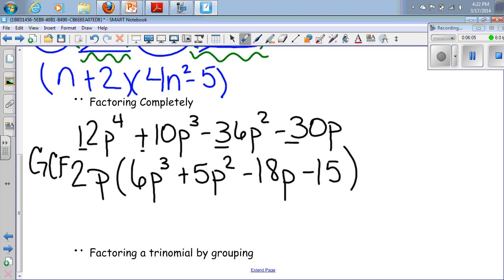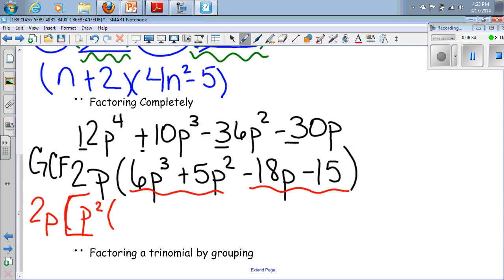Now, what do I need to do? I need to break this up into my two parts. Part 1, part 2. Let's see what happens. Here, the only thing I can factor out is a p squared. So I still have 2p out here. Put this in a bracket. So I'm going to get p squared times 6p plus 5.